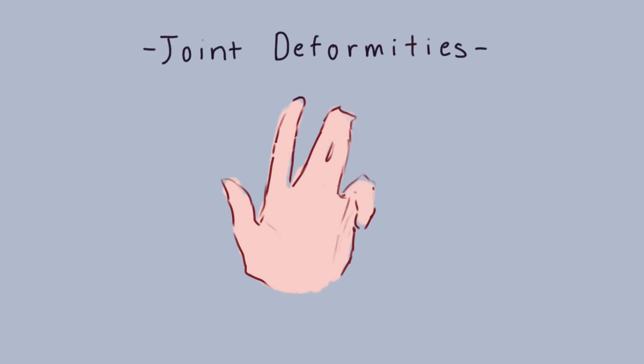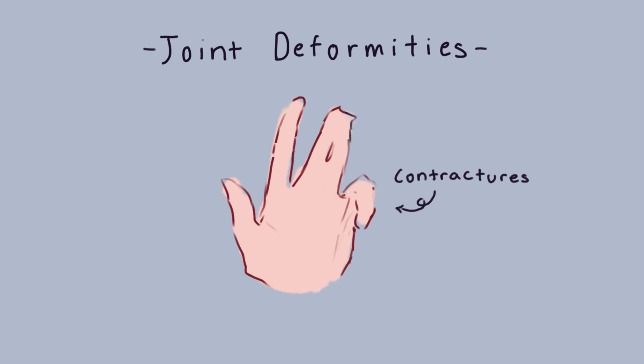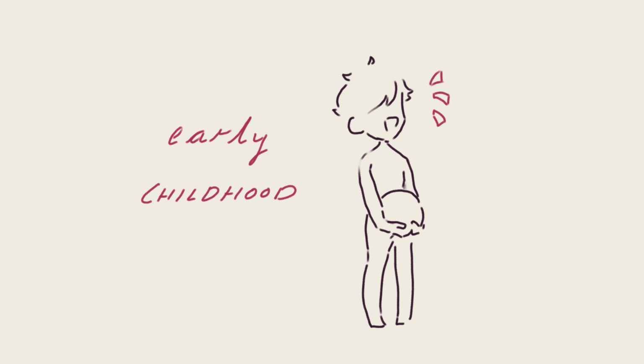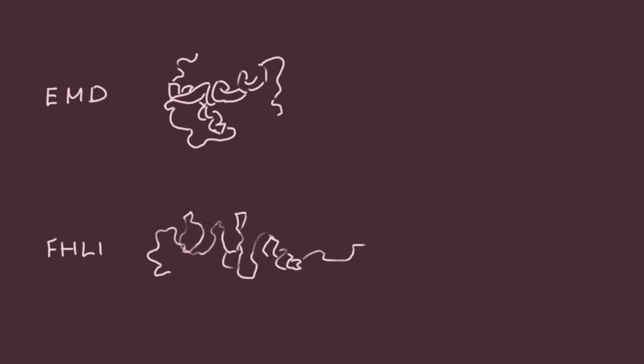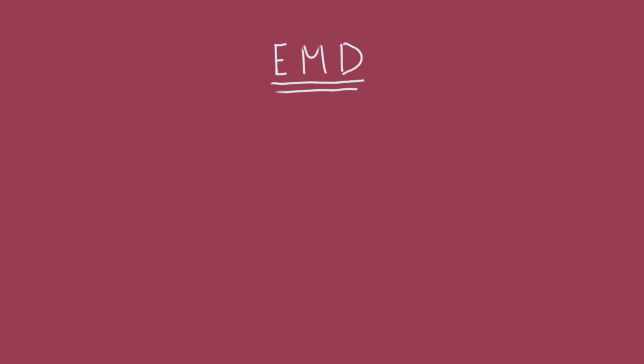Among the earliest features are joint deformities called contractures, which restrict the movement of certain joints, most often the elbows, ankles, and neck. These usually become noticeable in early childhood. EDMD is caused by mutations in several genes, including EMD, FHL1, and LMNA. Today we will be focusing on EMD.